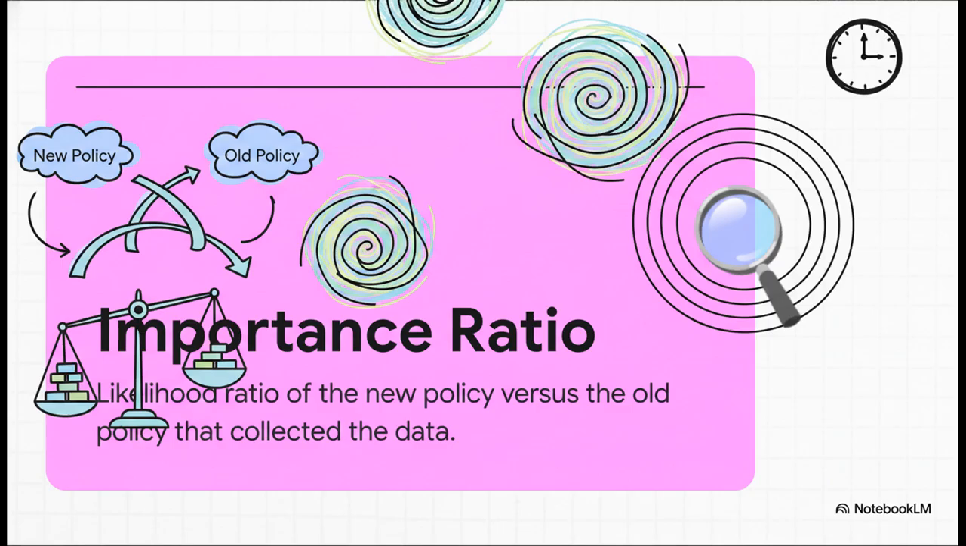It's actually pretty straightforward. It's simply the likelihood of the new policy taking a specific action divided by the likelihood of the old policy taking that same action. If that ratio is 1, it means 0 change between your new and old policy. If it's 2, your new policy is twice as likely to take that action. By tracking this single ratio, PPO always knows exactly how far it has drifted from the original data it's learning from.